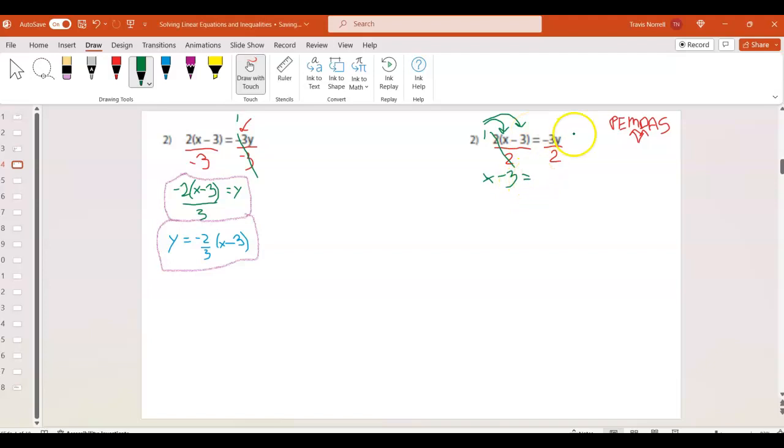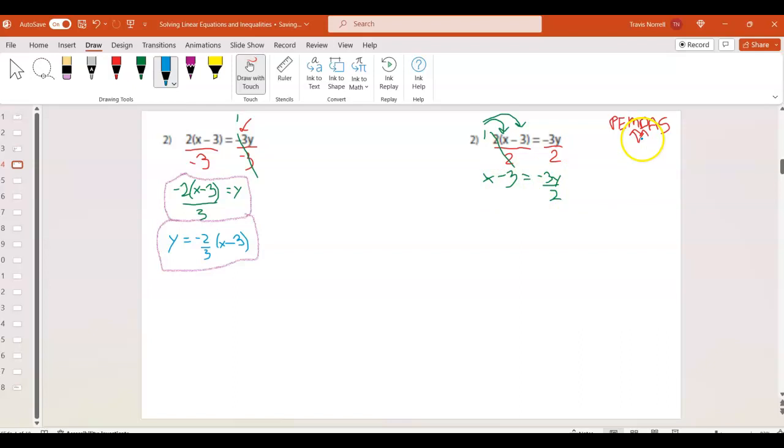equals negative 3y over 2. We'll leave that negative 3y over 2. Or we could leave that negative 3/2 times y. We could separate that into a fraction times y.